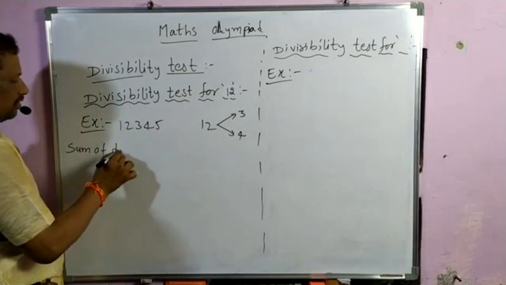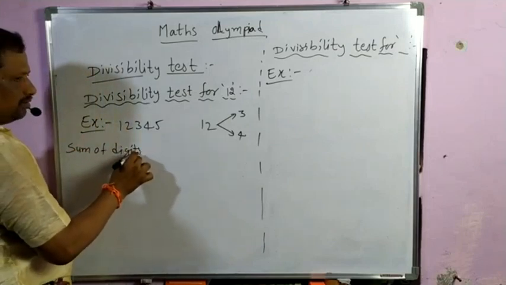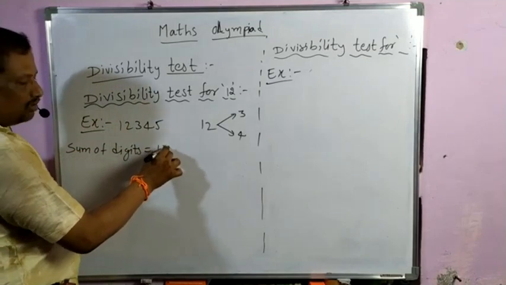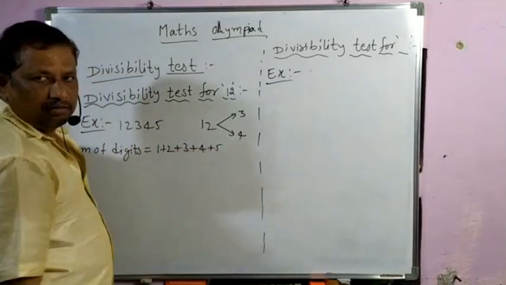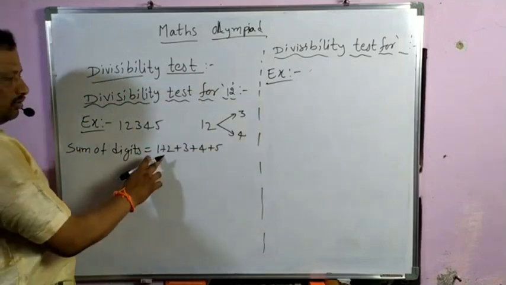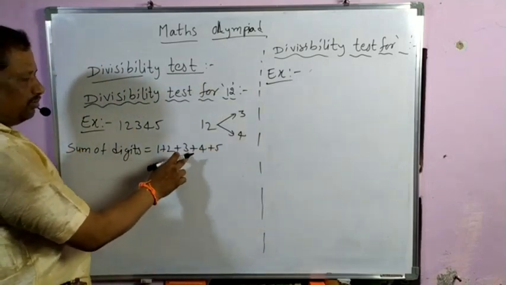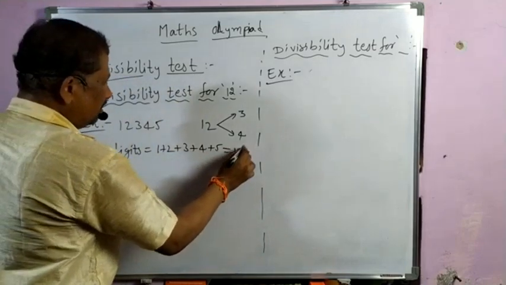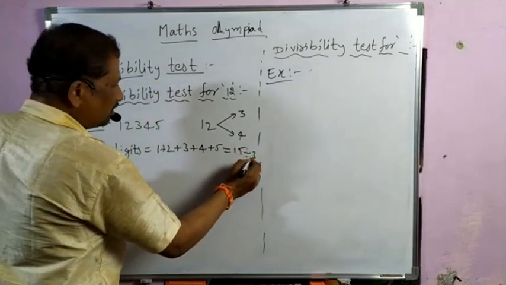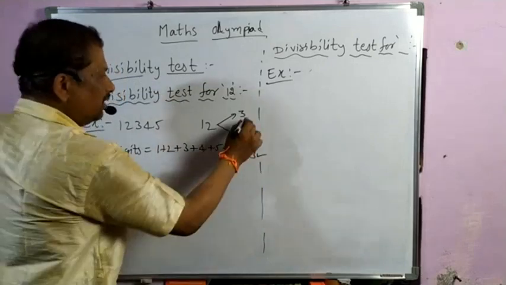Sum of digits. What is the sum of digits? 1 plus 2 plus 3 plus 4 plus 5. So 1 plus 2 is 3, 3 plus 3 is 6, 6 plus 4 is 10, 10 plus 5 is 15. Is 15 divisible by 3 or not? Yes, it is divisible by 3.